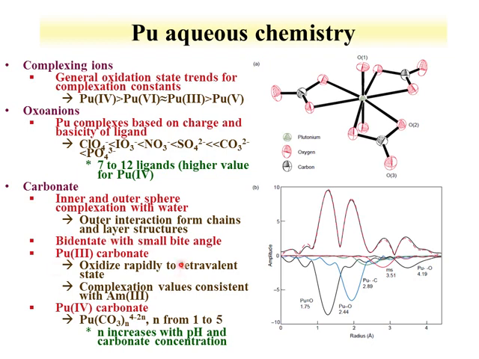Plutonium-3 species, as the carbonate rapidly oxidizes to the tetravalent state, the complexation constants for the plutonium-3 can be modeled on americium-3 species. Plutonium-4 carbonates can have a large number of carbonates coordinating, from 1 to 5, and this carbonate coordination increases with pH and carbonate concentration.